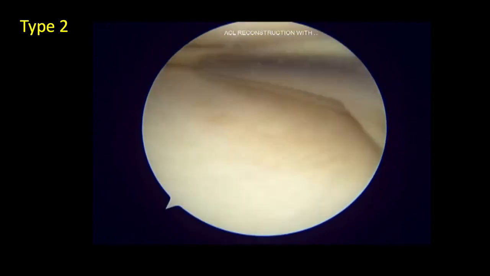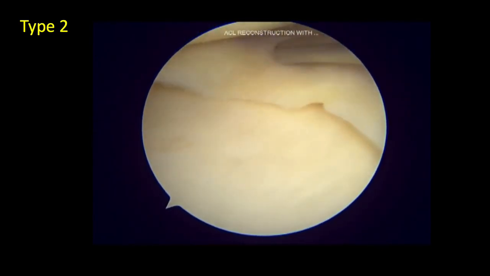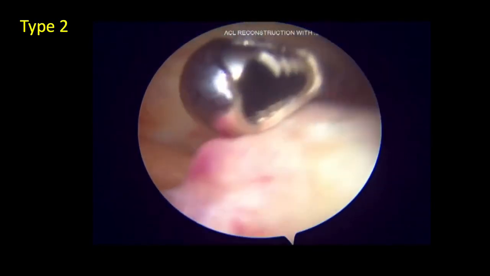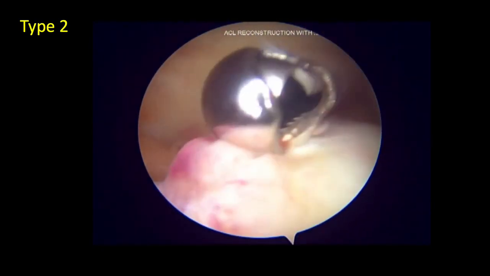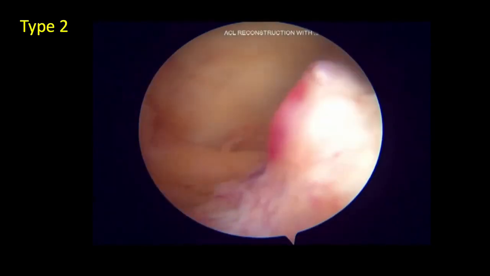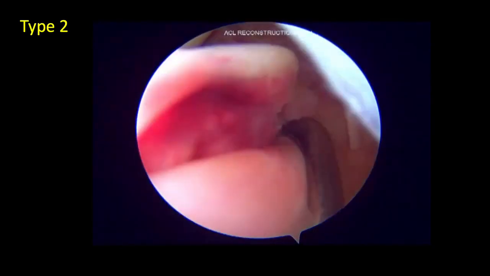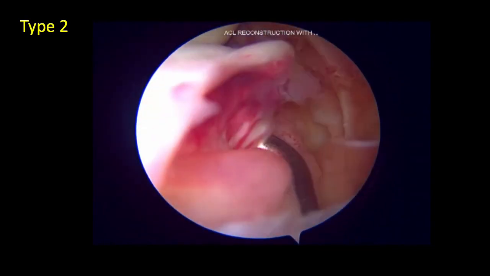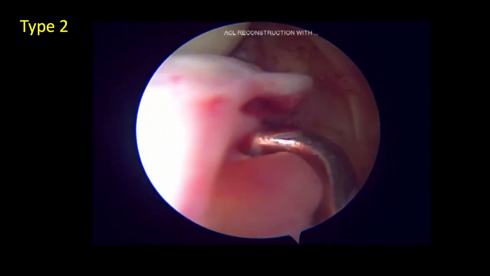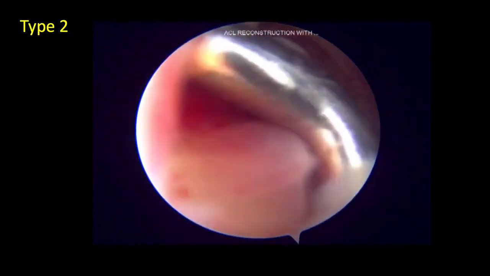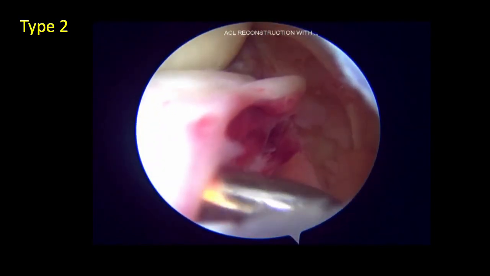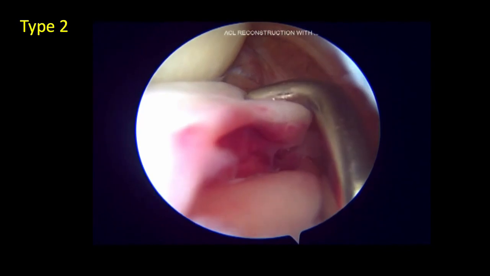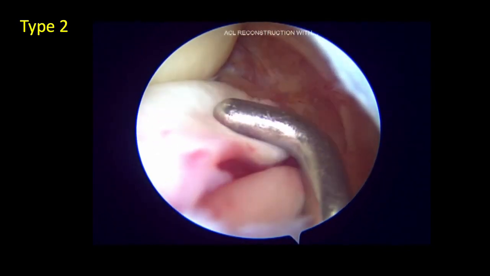To understand the complete tear pattern, switch the scope to the posteromedial port. The probe is inserted through another port and the extent of lesion can be seen. We can see the injury to the meniscocapsular ligament and probing the meniscotibial ligament. The meniscotibial ligament is also injured with meniscocapsular ligament, and here there is absence of true meniscus injury, which is noted.